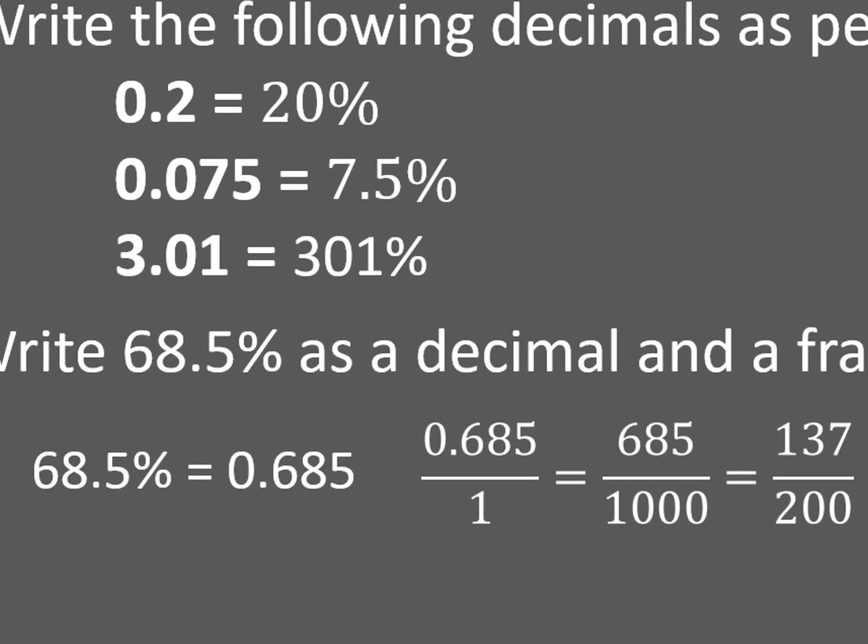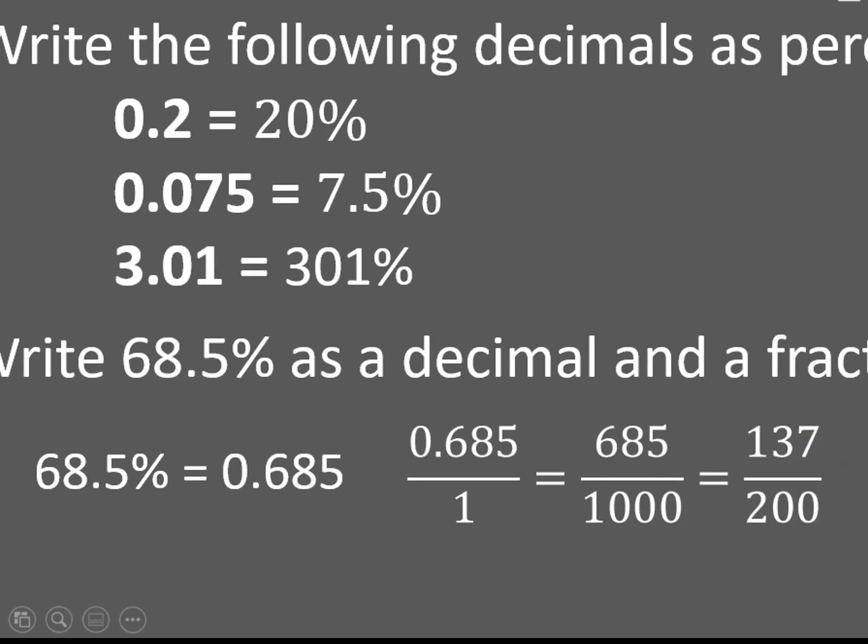And finally, 68.5% as a decimal is 0.685. To change that decimal to a fraction, we put 0.685 over 1, multiply both the top and the bottom by 1,000, and then reduce. 5 goes into both of these values, and we get 137 over 200.